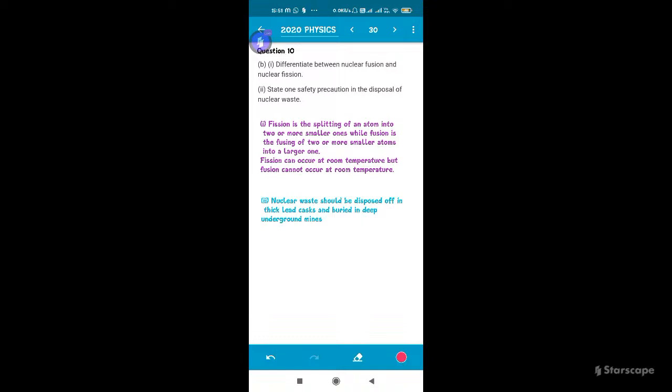Your next question is: state one safety precaution in the disposal of nuclear waste. It has been given in your book. Let me just read it out for you. Nuclear waste should be disposed of in thick lead casks. Why lead? Because lead does not allow the radiations to pass outside it.